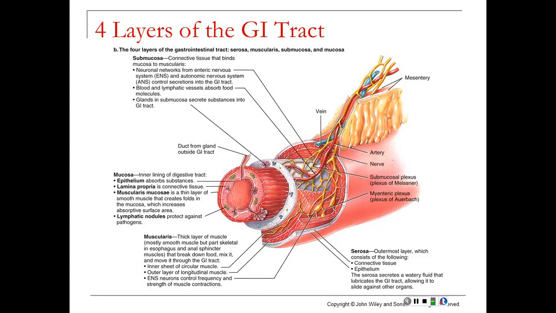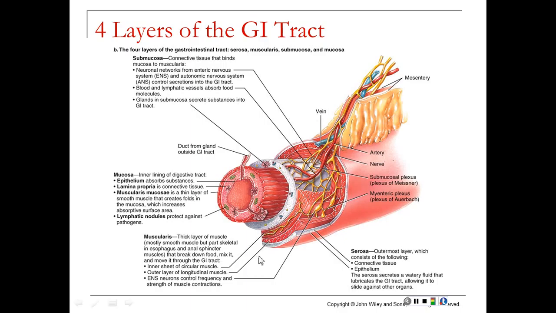There's a neuronal network, which in this case would be the enteric nervous system, the ENS, because we're talking about our gastrointestinal tract, and the autonomic nervous system as well, all going to control our GI tract. There's also blood and lymphatic vessels within this area to absorb food molecules, and glands in the submucosa are going to help secrete substances into the GI tract lumen.